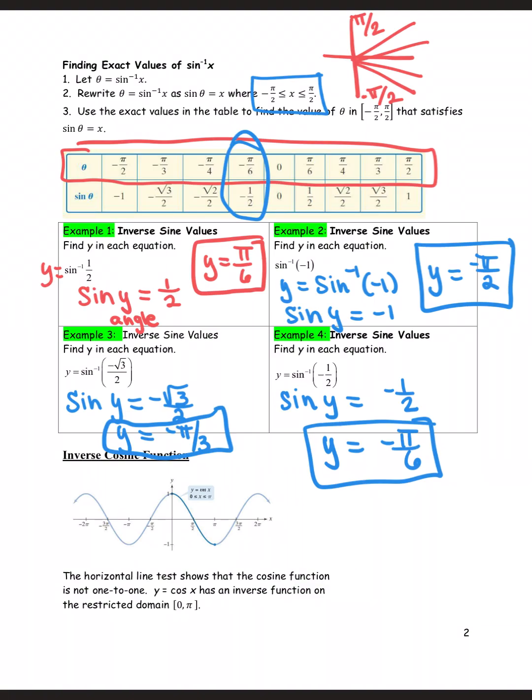Inverse cosine function. So here I have the graph of y equals cosine of x. And notice if we draw a horizontal line test, it shows that the cosine function is not 1-to-1. But if we restrict it between 0 and pi, just to this much, and I draw a horizontal line, notice that it will be 1-to-1.